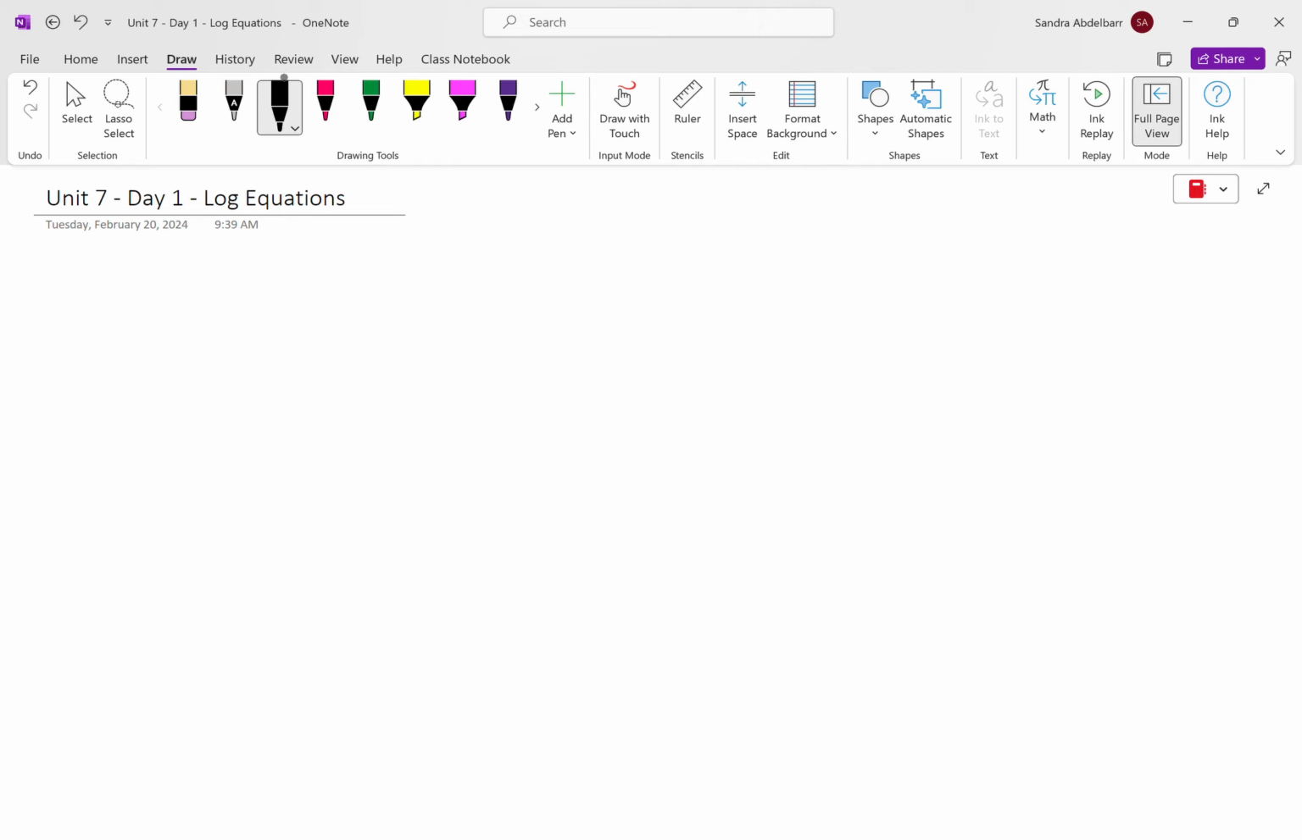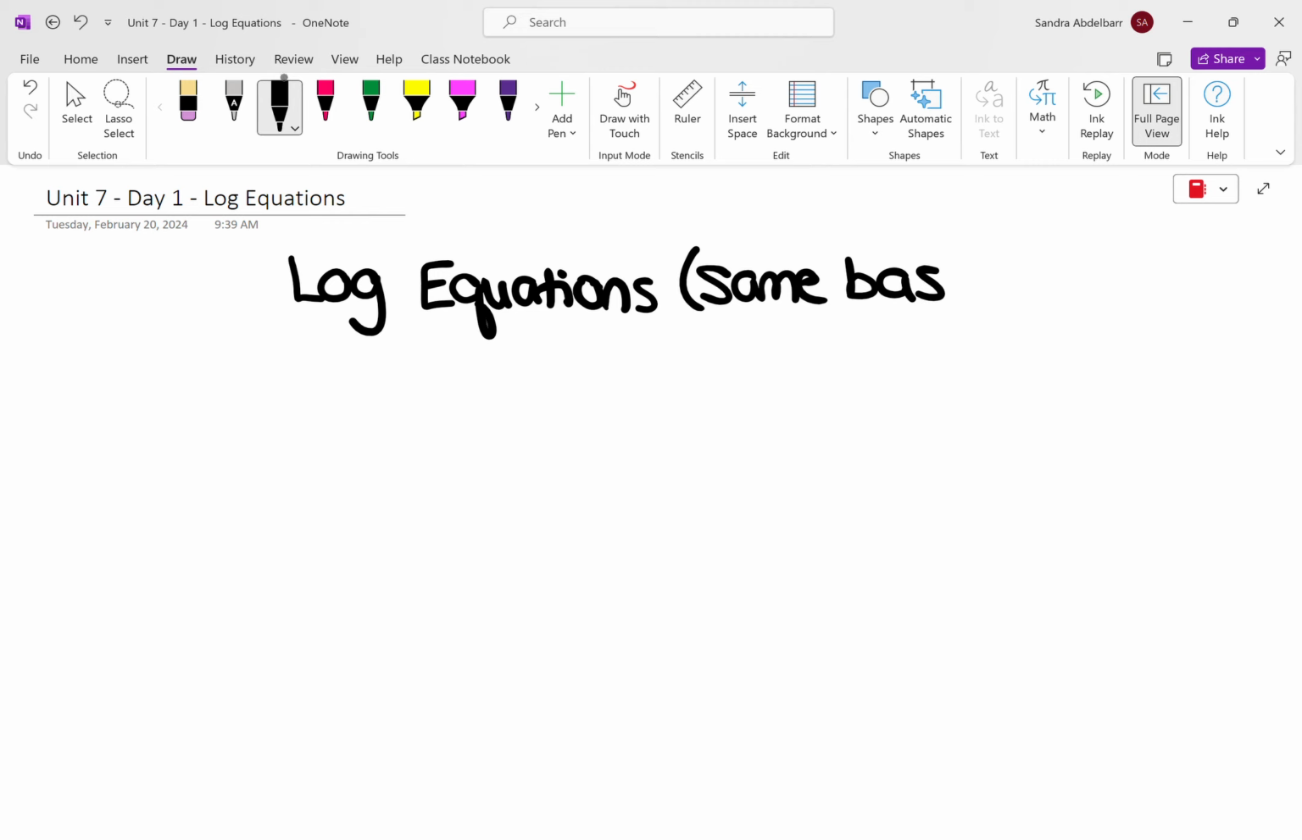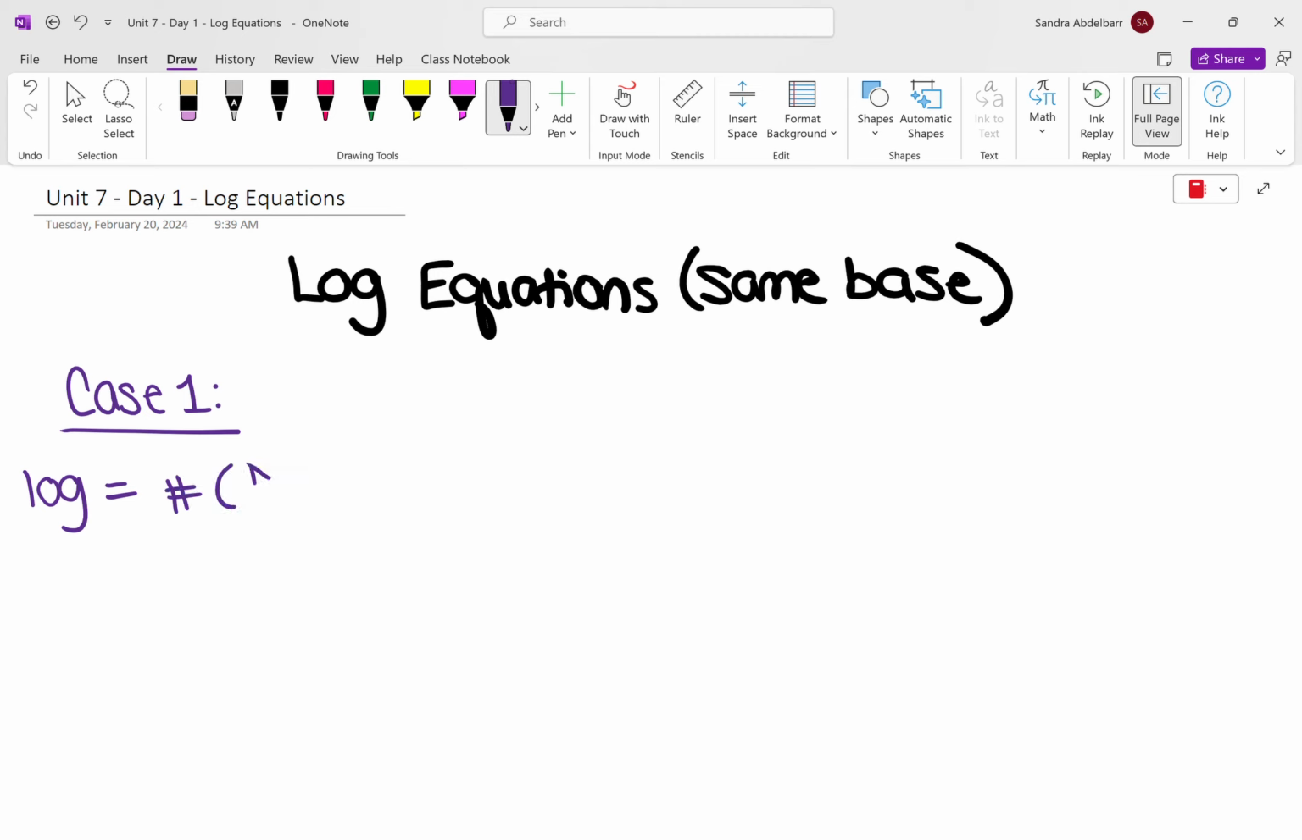So we're going to talk about log equations with the same base. All right, so there's two different scenarios. Our first scenario is when our log is equal to some number, not a log.